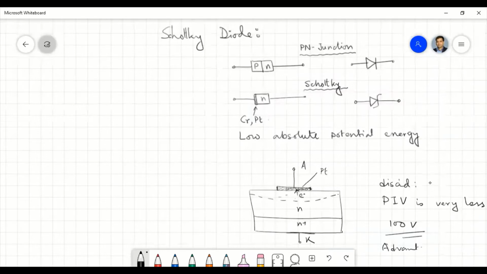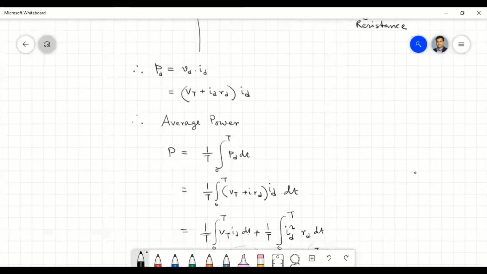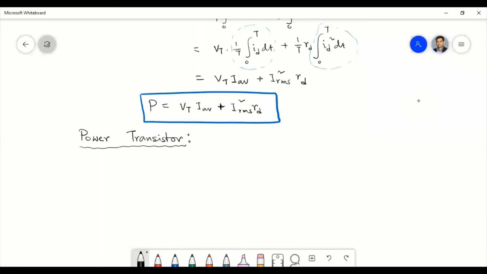Okay. Any other query? Any more doubt on the power diode? Okay, so next we'll start the power transistor, which is similar to the signal transistor we have studied.